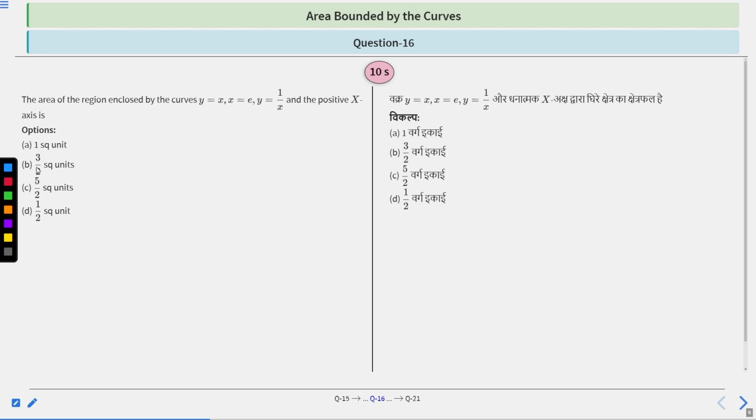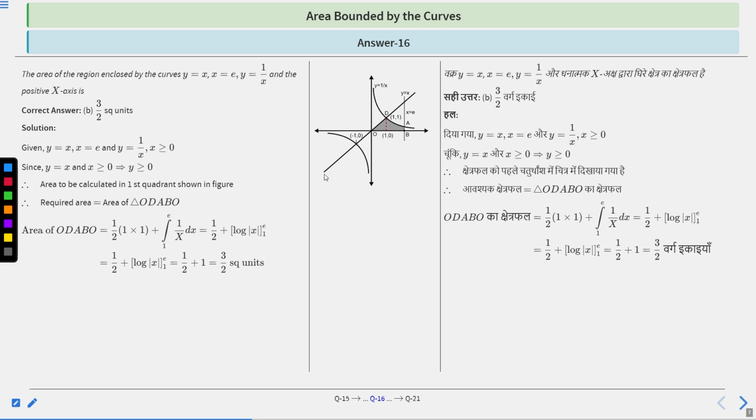So in this way, you try to approach this question. You have 10 seconds to solve or think about this question. After 10 seconds, we will discuss the solution. Okay, let's move to the solution part. The graph of y equal to 1 by x is basically this one, this graph.